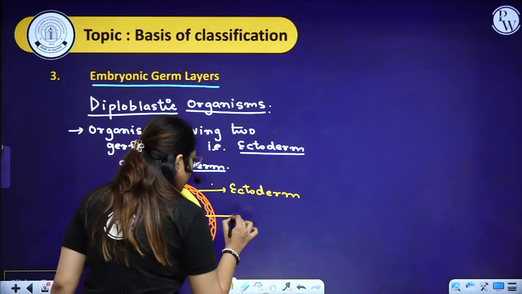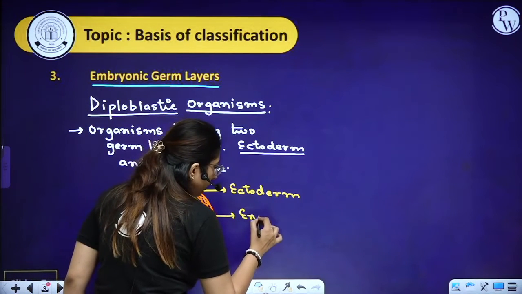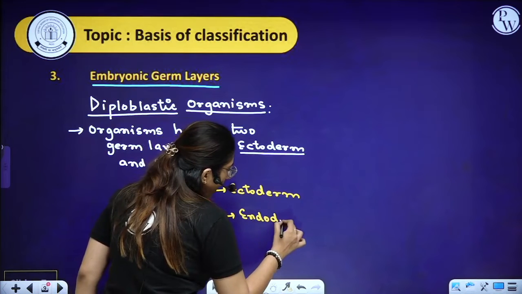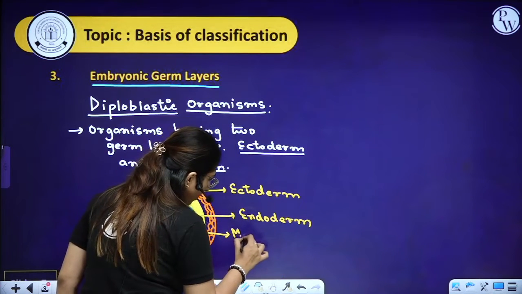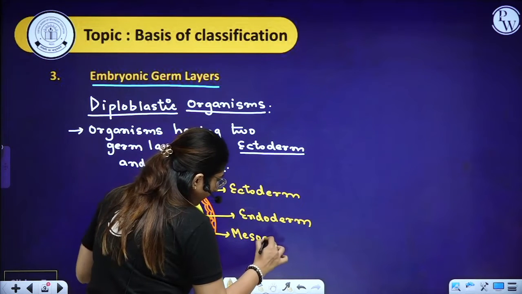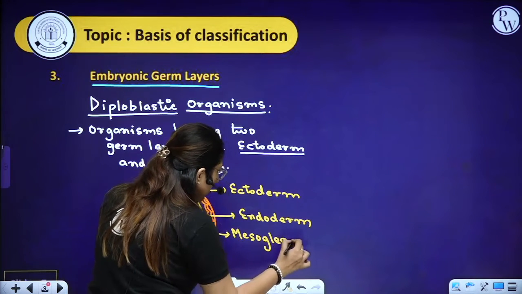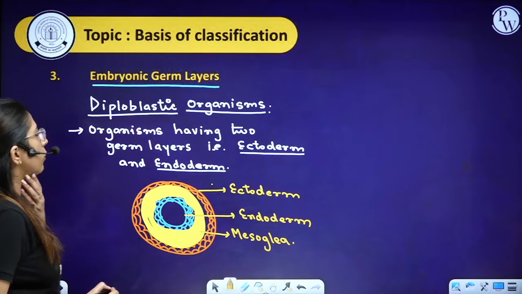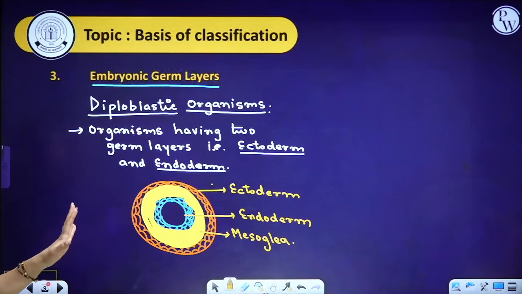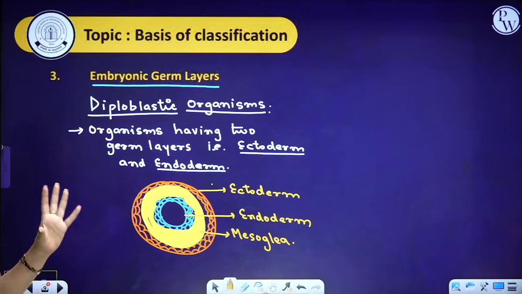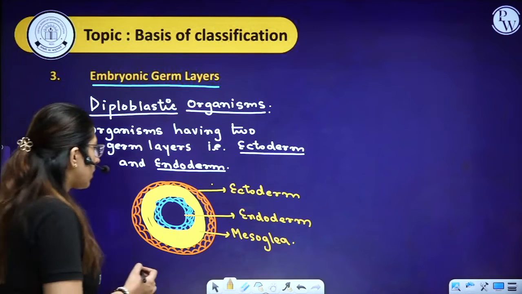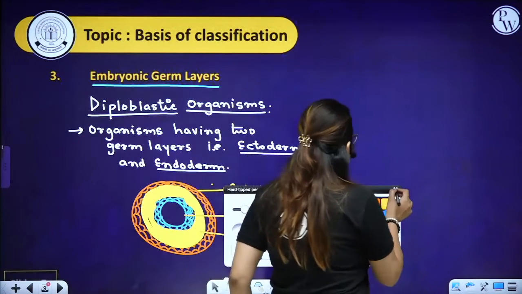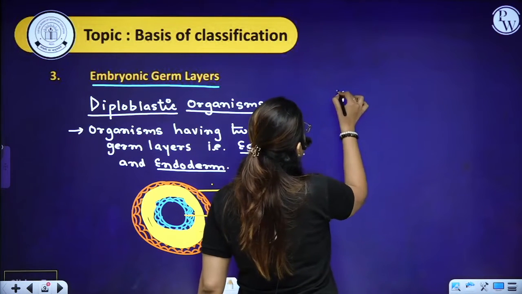The blue layer which you can see will be endoderm. And in between, mesoglea is present. Ectoderm, endoderm and mesoglea. And this layer is not a germ layer. So ectoderm, endoderm and the mesoglea is present. Let's talk about the next one, which is the triploblastic organism.